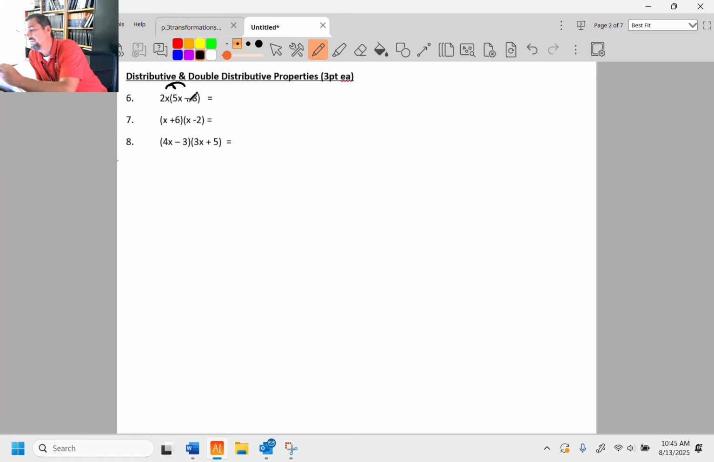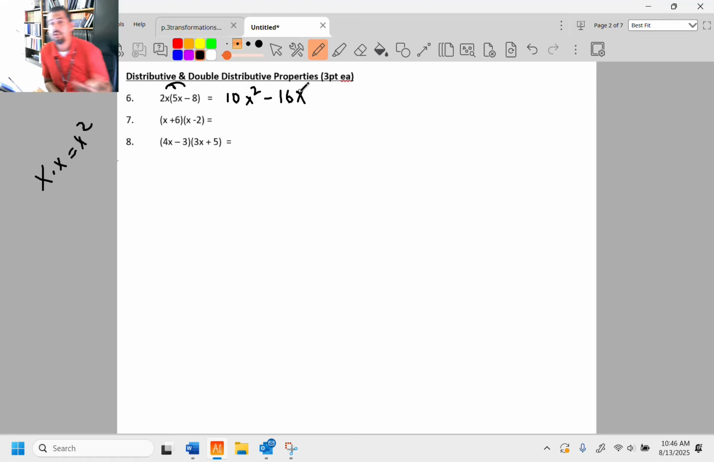Now, 2 times 5 is 10. And a big one that I've noticed over the years is that kids don't realize that x times x is x squared. I don't know how you made it this far without knowing that, but anyways, x times x is x squared. 2x times a negative 8, well 2 times a negative 8 is negative 16, and you still got the x floating around right there. So that's the distributive property.